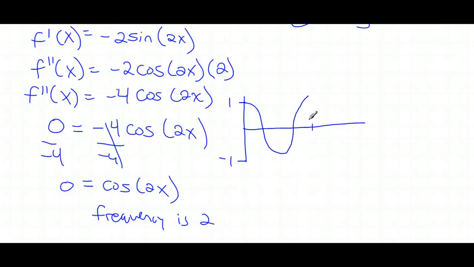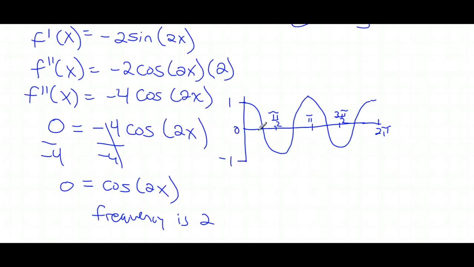So right here would be 180 or pi degrees. And then back down and back up. And then finally this would be 2 pi right here. And then right here we'd have 3 pi over 2, and this would be pi over 2. Okay, so this is what the cosine of 2x looks like from 0 to 2 pi.